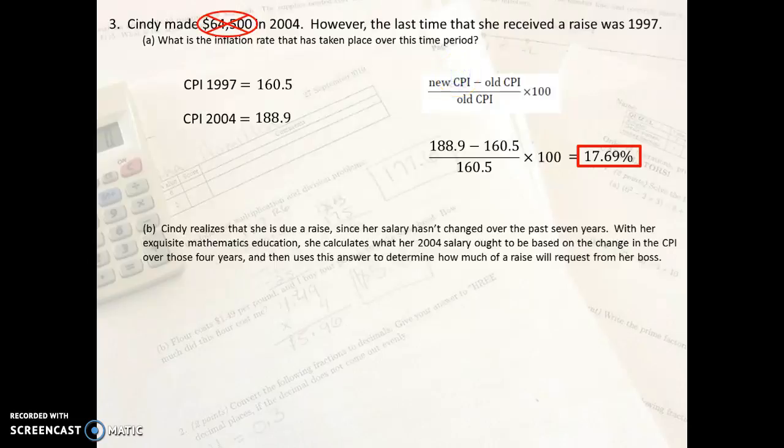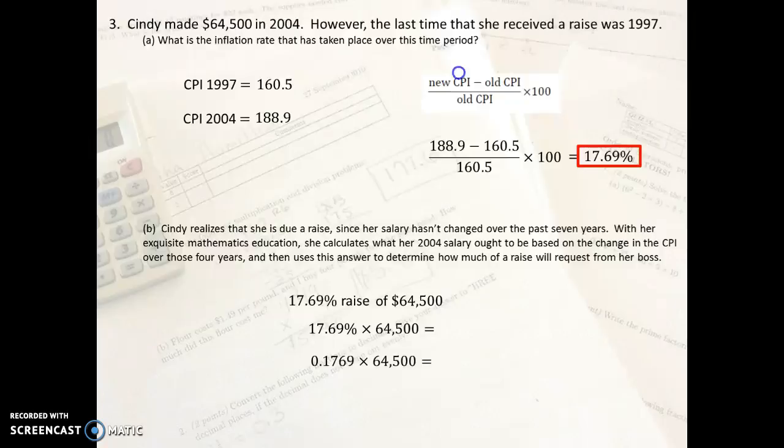Part B, we are going to need the money. How come? Because I'm talking about a raise. So I'm getting a 17% raise, but 17% of what? Well, that's where the money comes back in. I'm getting 17% of that $64,500 that my salary was. So in order to calculate this, here's a little math shortcut. Whenever you see the word of in a math problem, nine times out of ten, the word of means multiply. So this is actually 17.69% times 64,500.